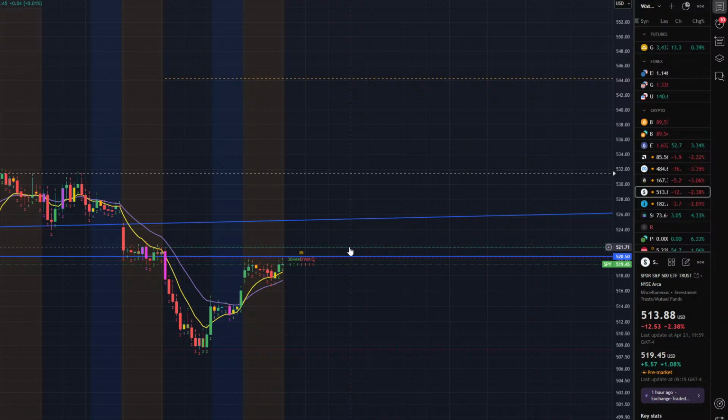A significant area for support. And then after that, we'll end up having to go to like 524. This is around 525. That'd be the next area to target after that if we get above 520. And then there's a small gap fill that leads up to 526. That's really what we're looking for.